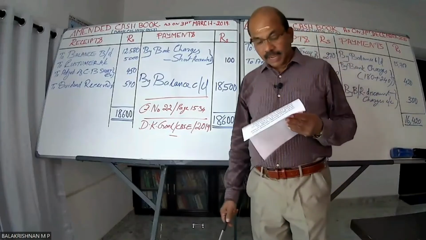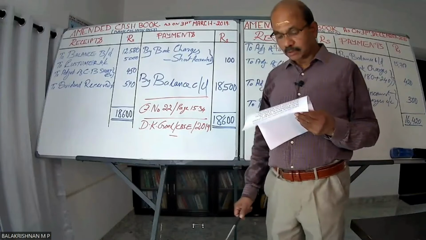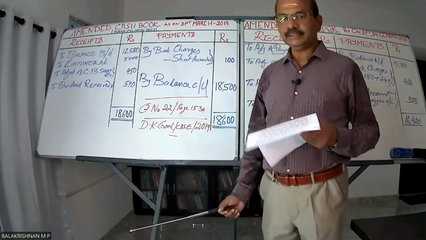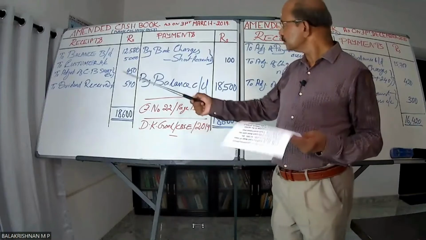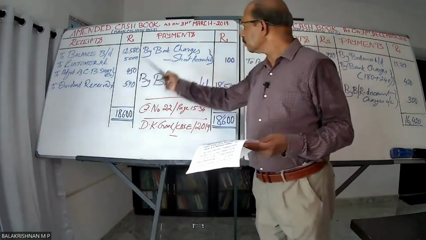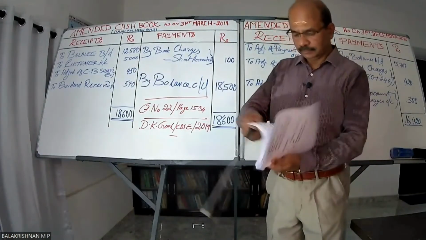Third one. An amount of rupees 5,000 paid directly into the merchant's account by a customer was not entered in the cash book. It gets qualified. What's the entry? Bank to customer. Yes, just show that. To customer account. This is bank account. 5,000. That is over. That's all.